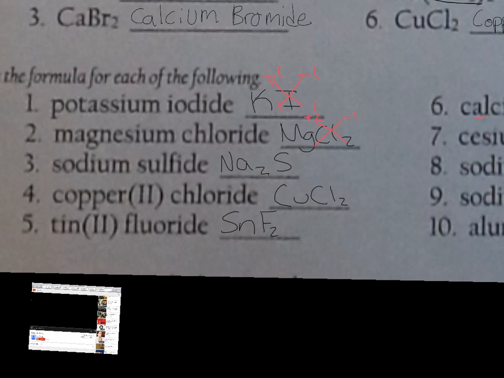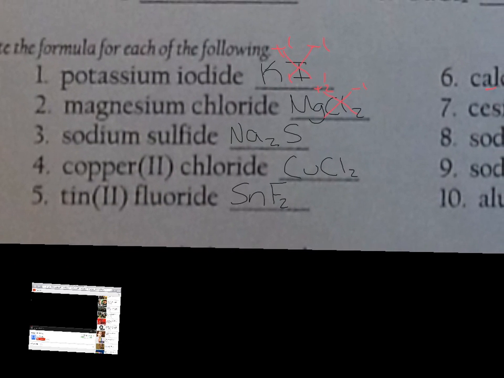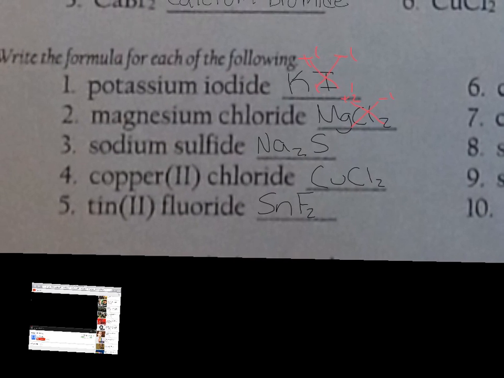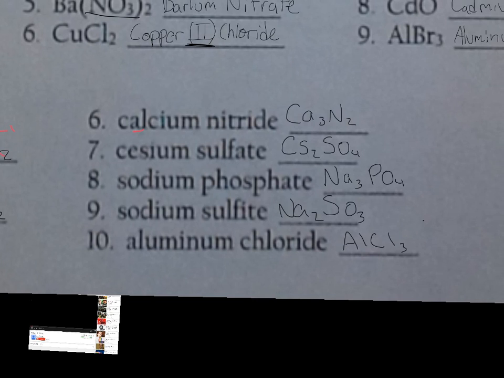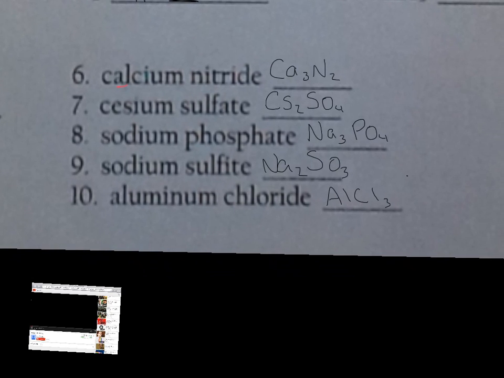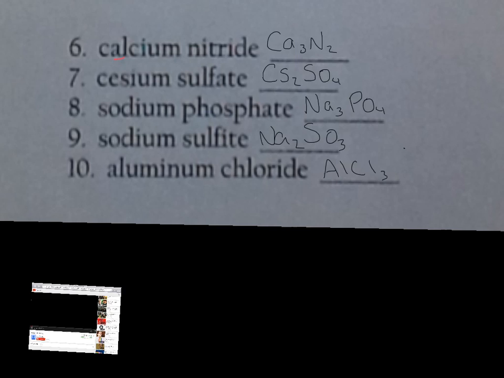You get Na2S for sodium sulfide, CuCl2 for copper 2 chloride, SnF2 for tin 2 fluoride, Ca3N2 for calcium nitride, Cs2SO4 for cesium sulfate, Na3PO4 for sodium phosphate, Na2SO3 for sodium sulfite, and AlCl3 for aluminum chloride.